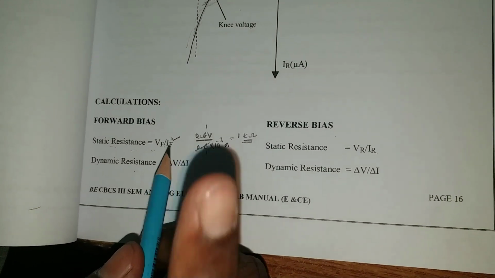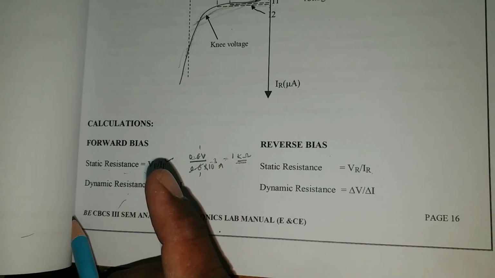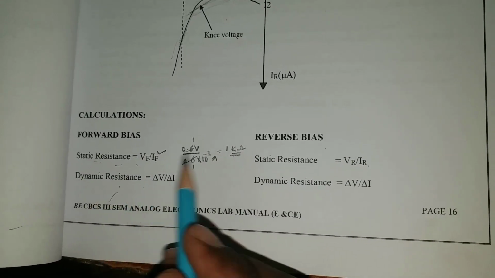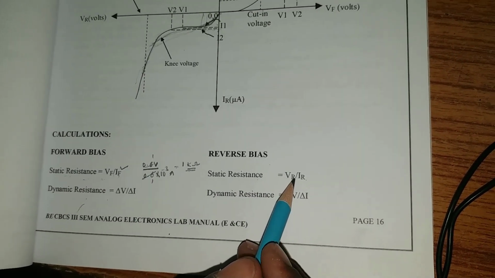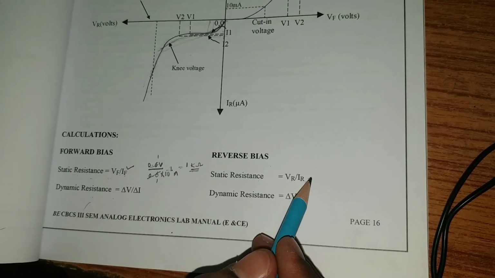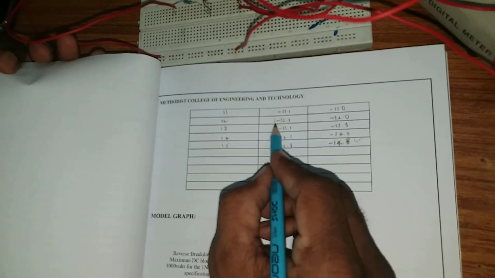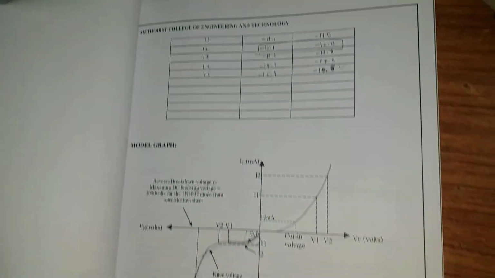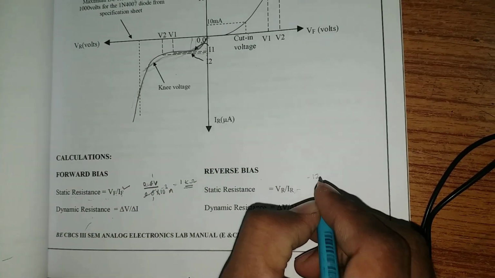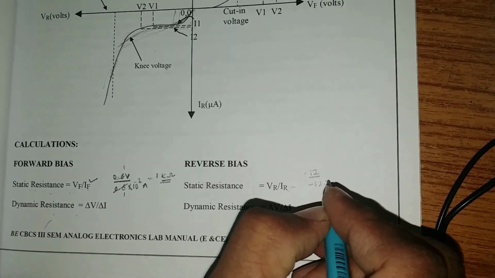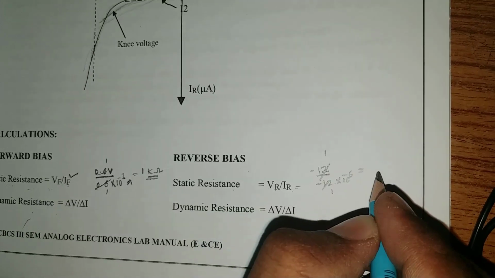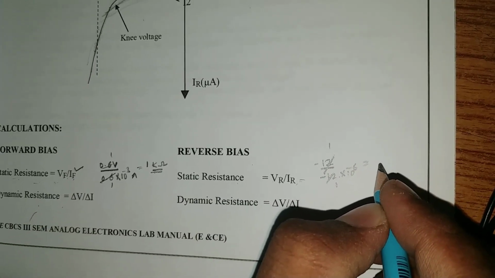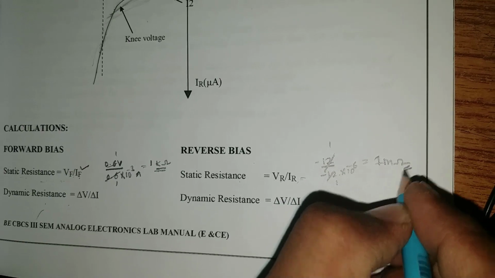For static resistance only one reading you need to take, and that too after the cut-in voltage. For reverse resistance you can take any one, because we don't have any breakdown region here. Any one VR and any one IR you can take. Here I am taking 12, so 12 by 12, but the current is in microamps, so 10 to the power of minus 6. Taking that upside, what will you get? 1 mega ohm.